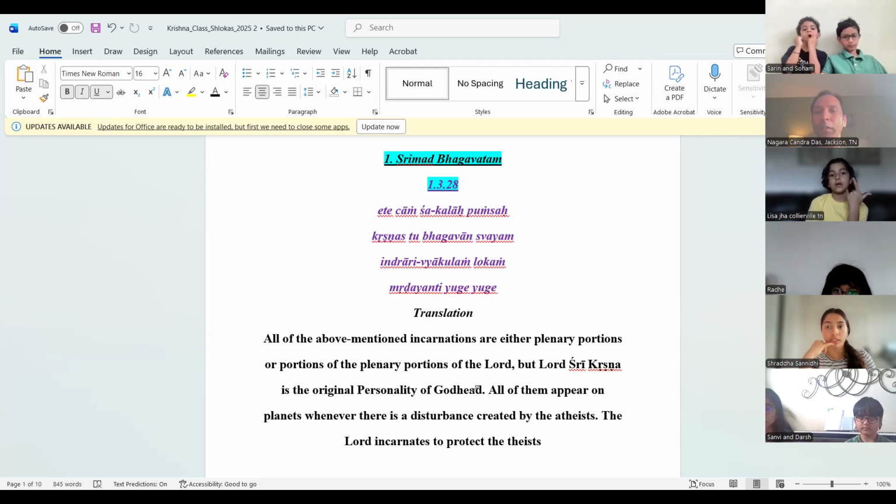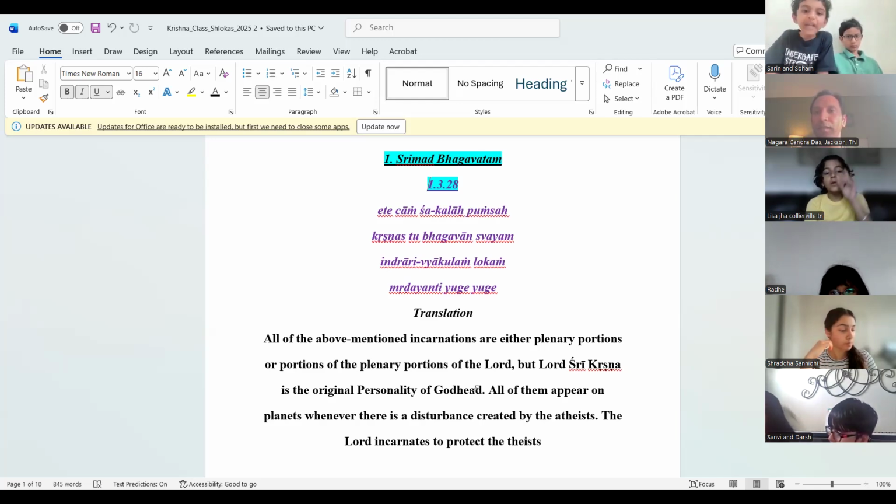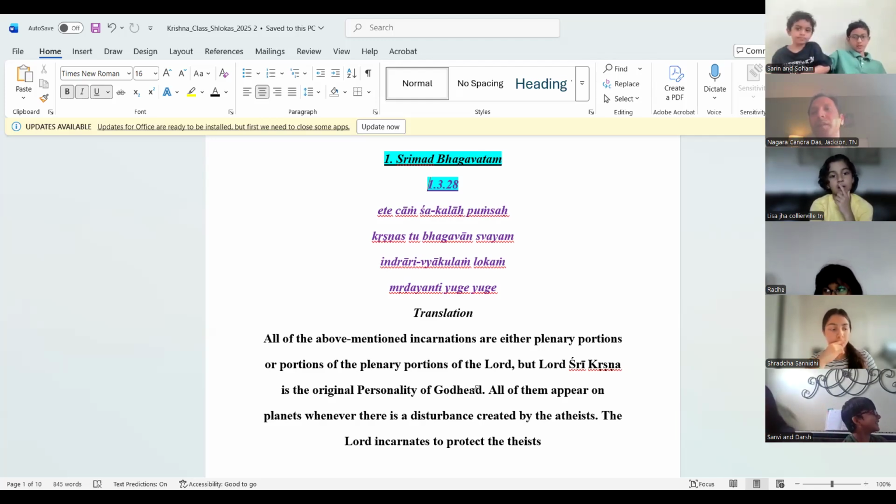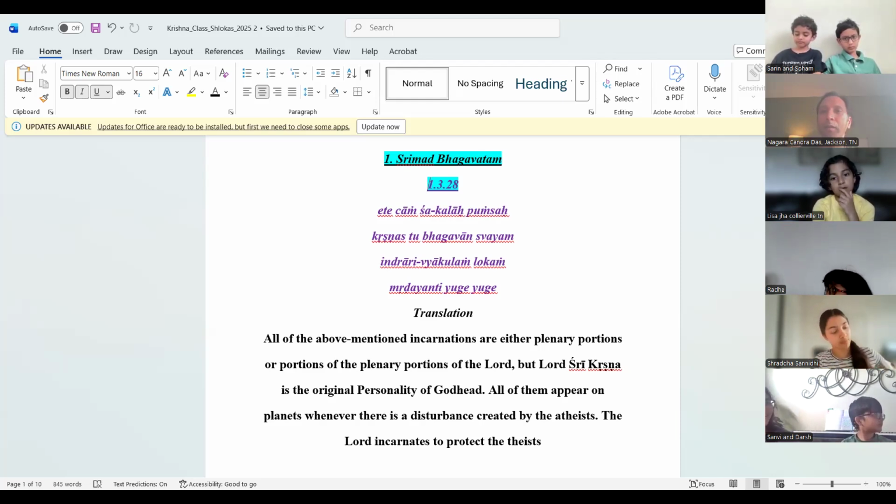Anyone knows from where the Krishna book that we are reading, which canto does that come in? 10th. Yes, so that is from the 10th canto of Srimad Bhagavatam. I saw it on the book's back cover. Yes, so this is from the 10th canto of Srimad Bhagavatam. The story is about Lord Krishna. Okay. So this is first canto, third chapter, 28th verse.